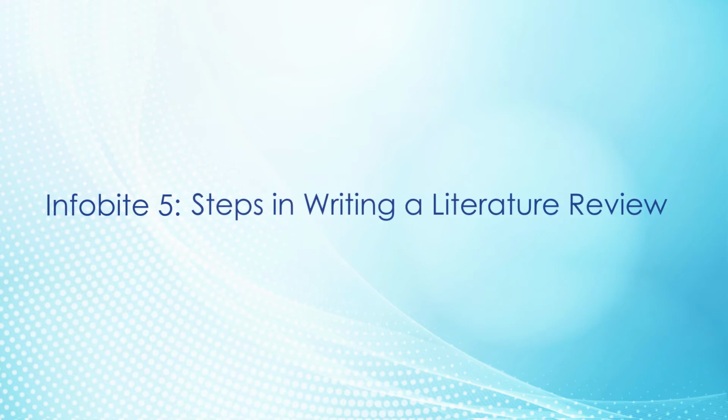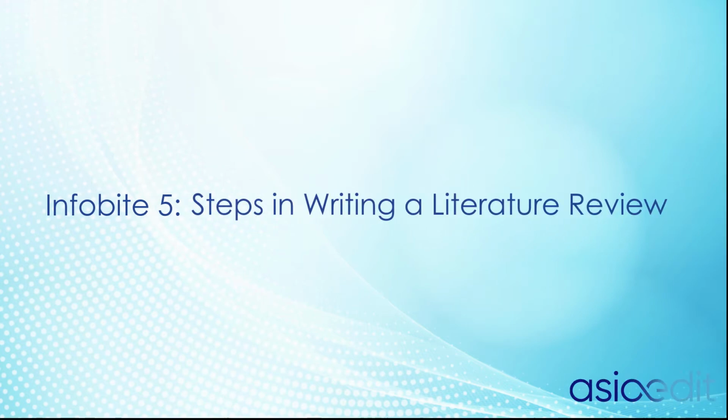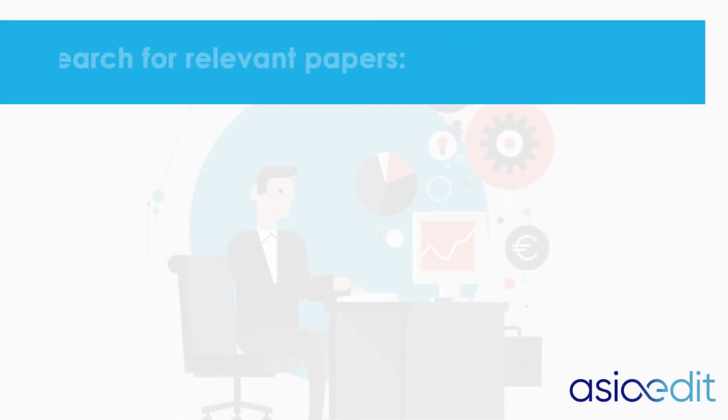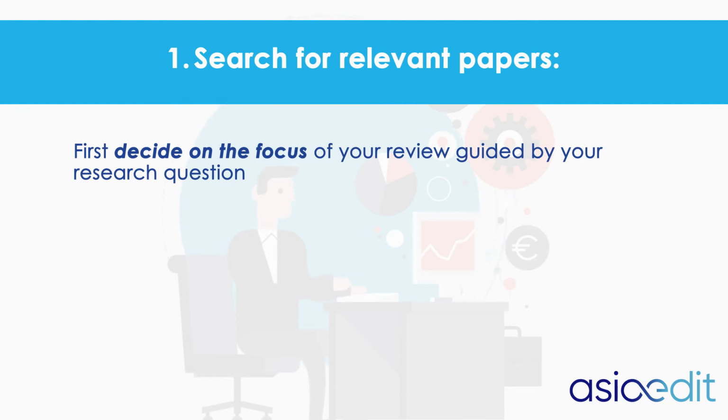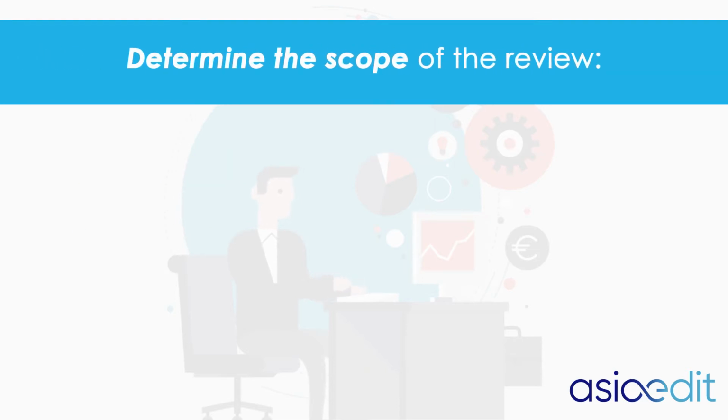What steps can you follow when writing a literature review? Let's take a look. Search for relevant papers. First, you should decide on the focus of your review, guided by your research questions, so that you can search for relevant papers. You need to determine the scope of the review.